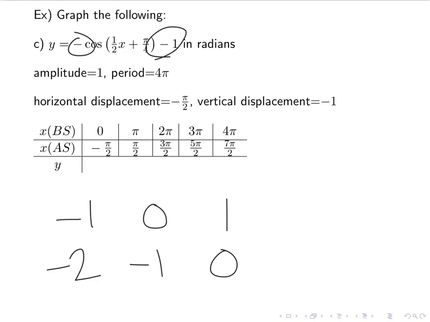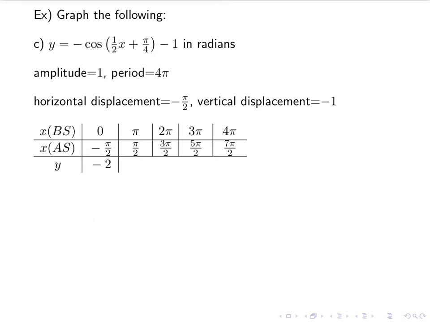Cosine starts at the maximum, but it's a negative cosine, so we're going to start at the minimum. So we start at negative 2. When we're at the minimum, we can only go up until we hit what had been our 0, which is now negative 1. Then we keep going up to our maximum, which is 0. Once we're at our maximum, we have to go down. So we go down to negative 1, and then down to negative 2.